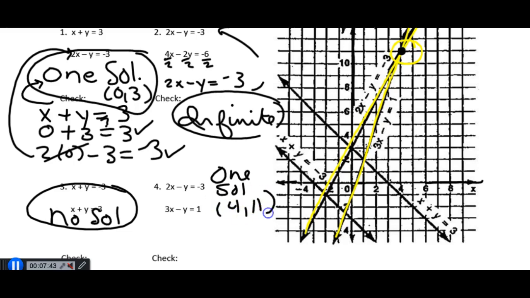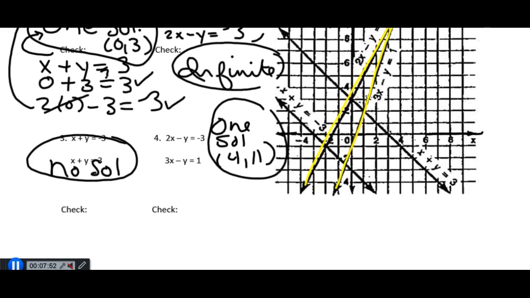But it is a little hard to tell, and it's easy to make a mistake, and that's why we check it when it's one solution. Because if we plug it in and it doesn't work, we didn't quite read the graph right. So I'm going to plug it into that first one. 2 times 4 minus 11 equals negative 3. And I'm checking to see if that's true. 8 minus 11 is negative 3.